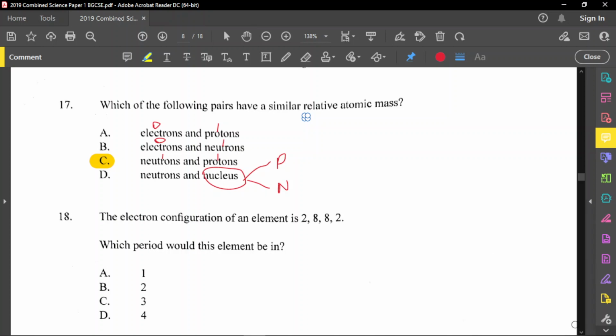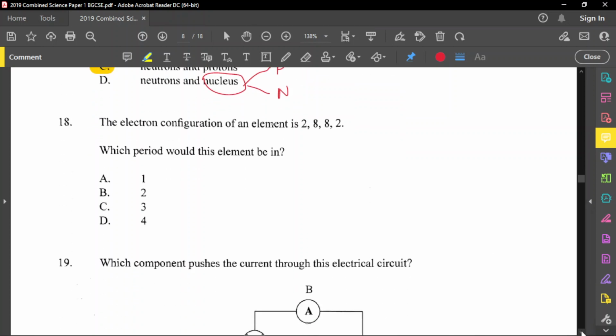All right, for question number 18. For question number 18, it said the electron configuration of an element is 2, 8, 8, 8, 2. All right? It said which period would this element be in? And how do we determine what period that element will be in is based upon the number of shells. And so based upon this element here, it has 4 shells.